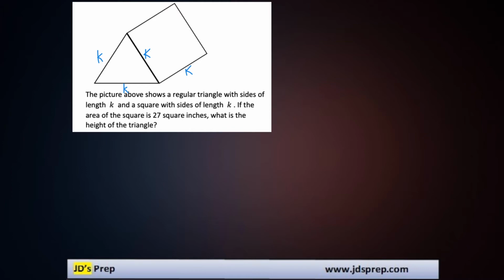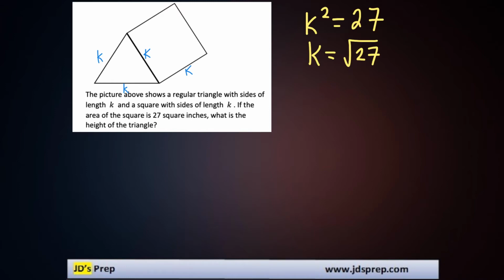So our first step will be to find the value of k. That's pretty simple since the area of the square is 27 square inches. That means k squared is equal to 27, which means that k is equal to the square root of 27. Now that doesn't give us a rational number, so I think for now we'll just leave it as the square root of 27 instead of calculating it out with our calculator.